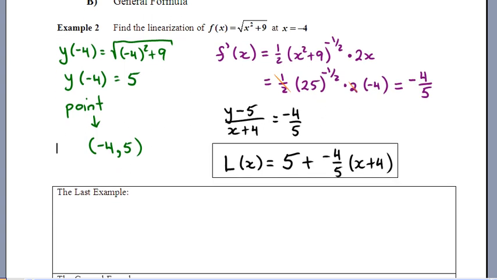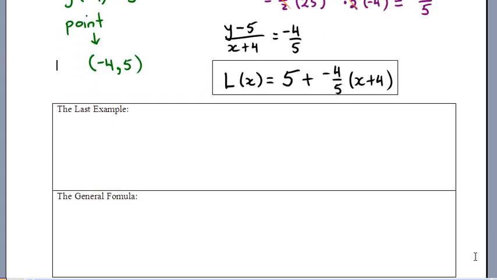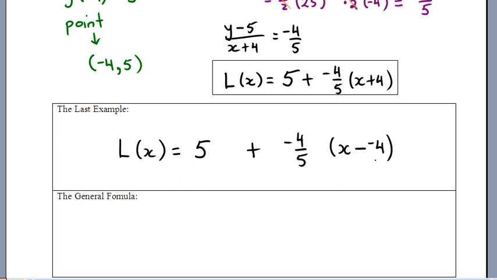Okay, let's just take a look at what happened here in general to see if we can sort this out. For the last example we just did, we finished up with this linearization, which is, geez, it's just a tangent line, it's a straight line. And we ended up with 5 plus, we had this negative 4/5. I'm just going to start tearing this apart here. And then x minus the negative 4. Okay, so in general, it looks like the job of this negative 4/5, that's actually the slope for our tangent line. That's our dy dx.